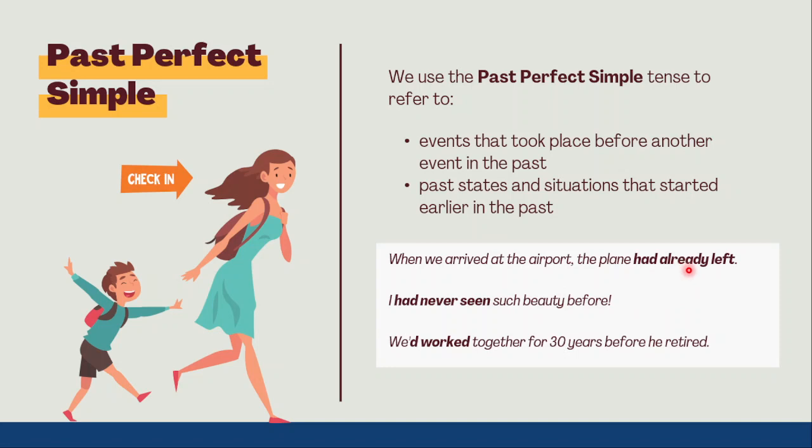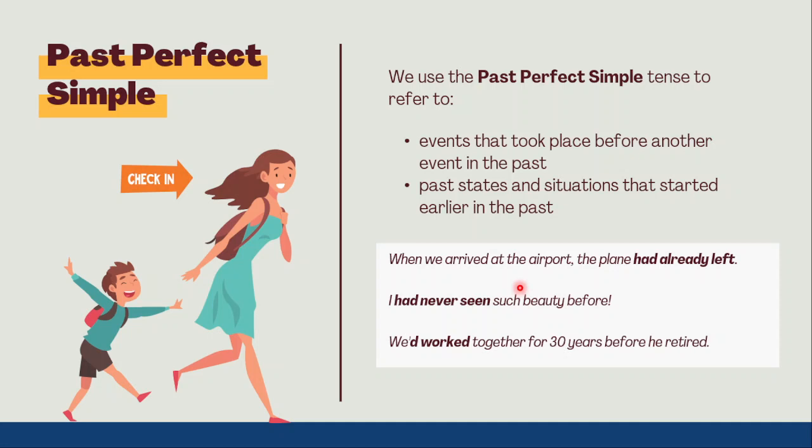So first I arrived, or the plane had already left before I arrived at the airport. Okay, so these are two actions. Another example is I had never seen such beauty before. Past states and situations that started earlier in the past. So this is I had never seen such beauty before. Okay, so this is another use of the past perfect simple.